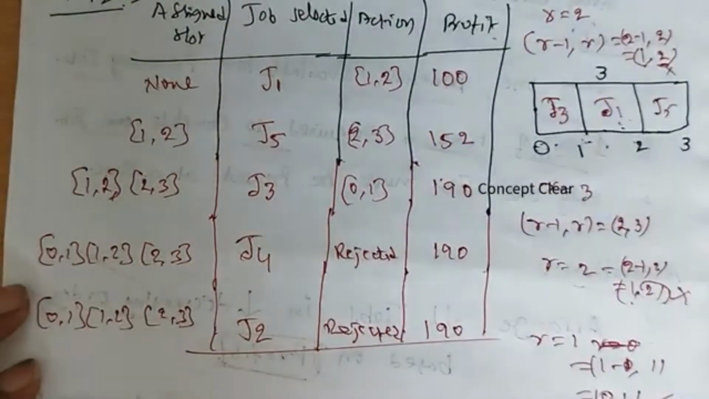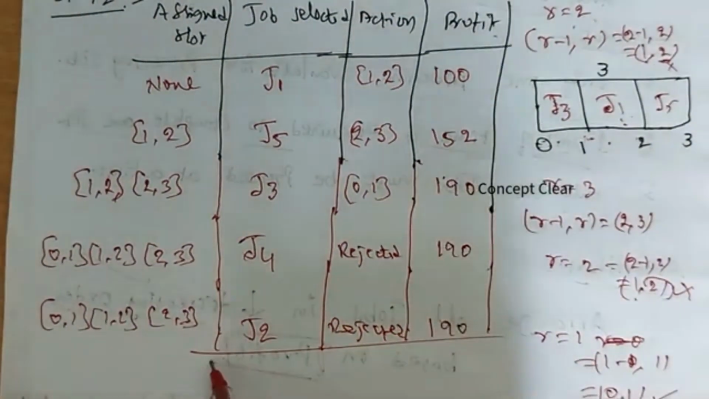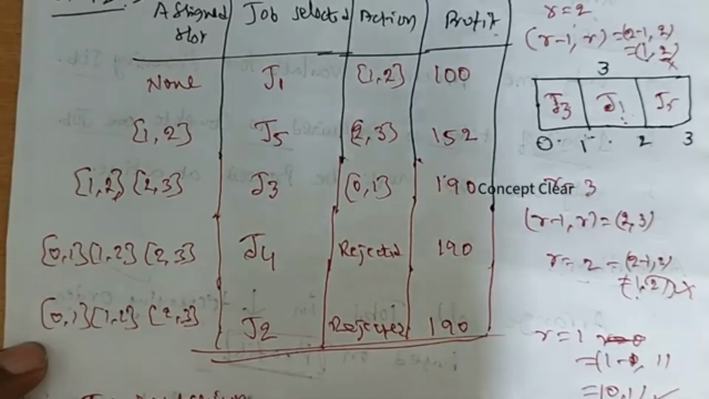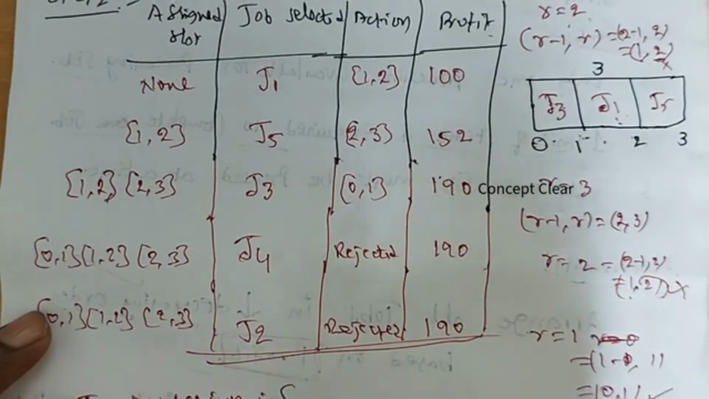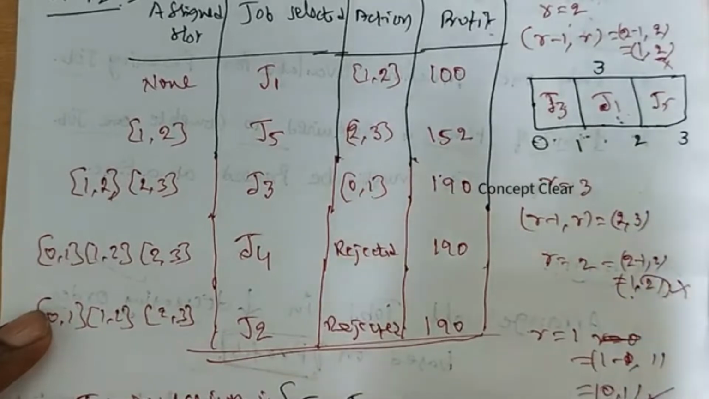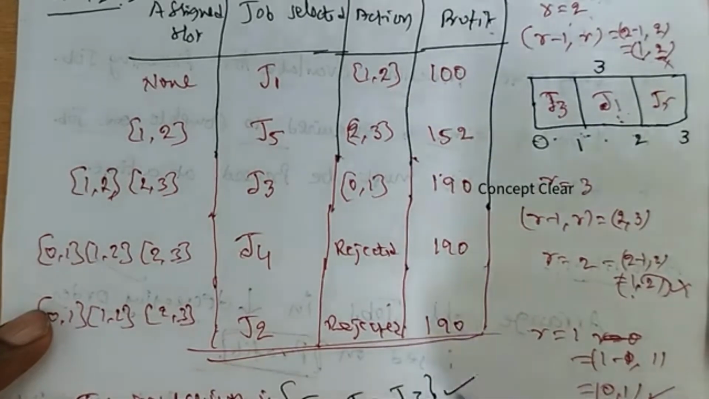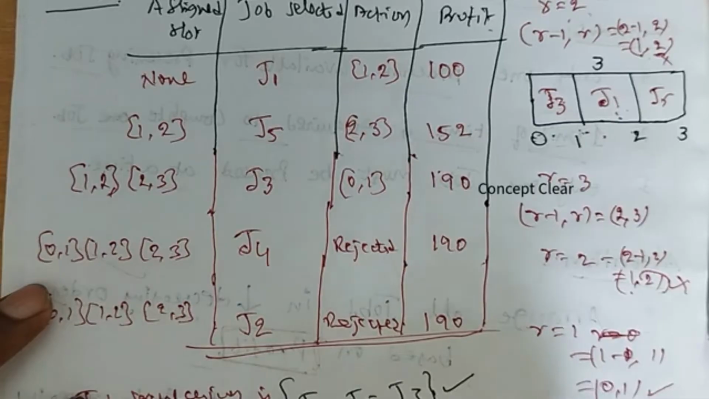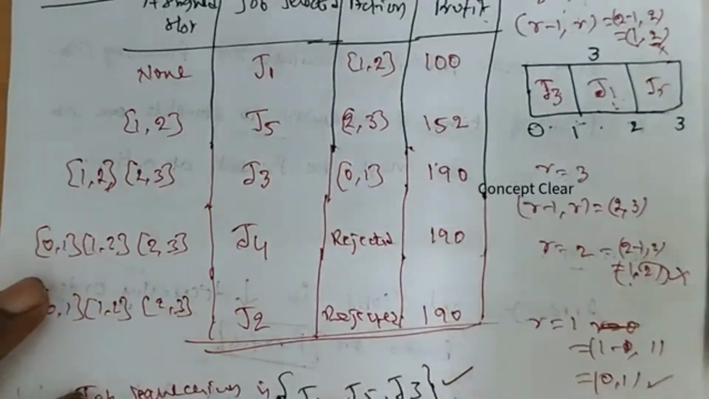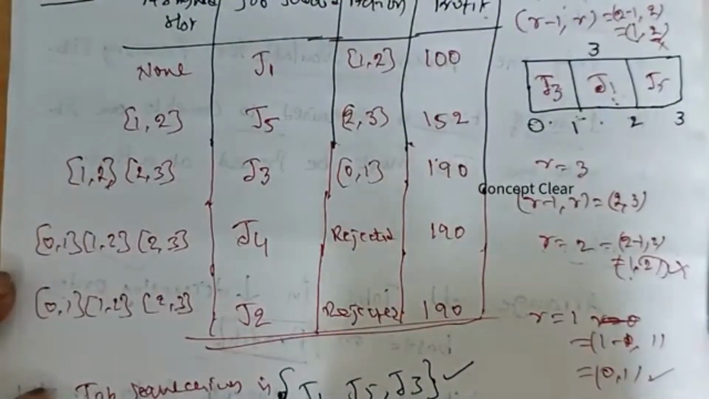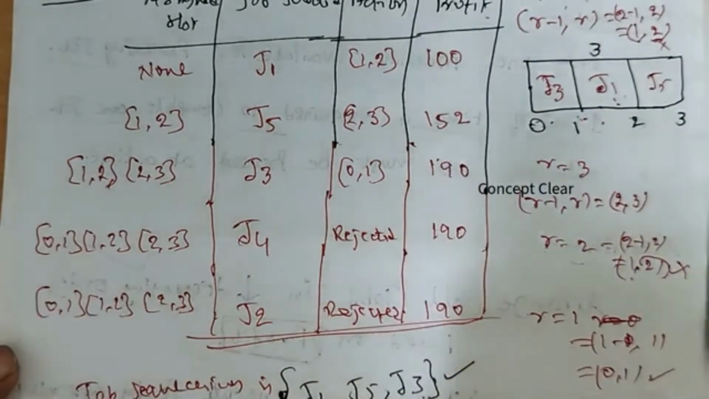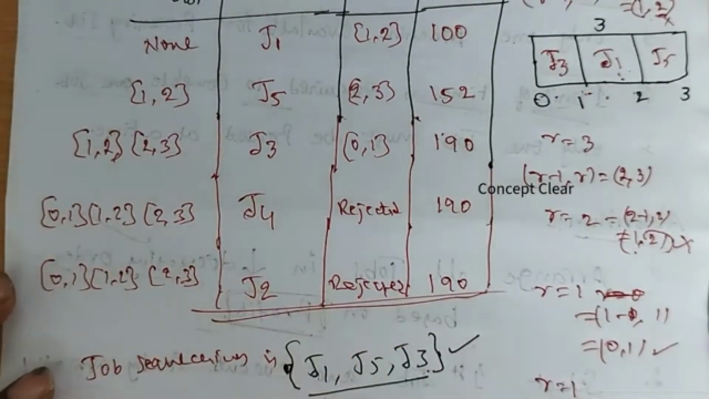Is there any slot to assign? There are no slots. So what is the job sequence order? J1, J5, J3. Only these three jobs are placed. The profit is 190. If you follow this order J1, J5, J3, we will get the maximum profit of 190, and we completely execute these three jobs. This is about the job sequencing with deadlines topic.